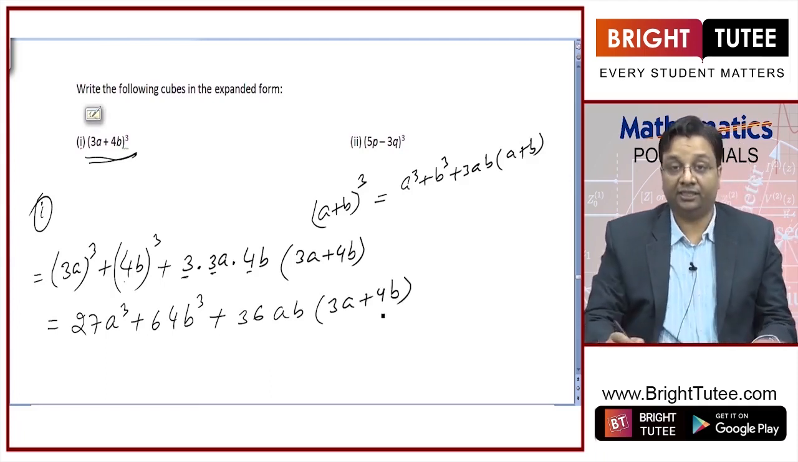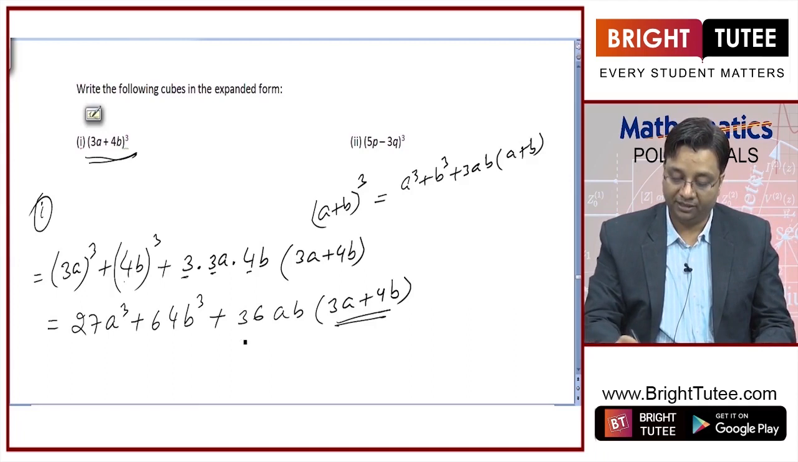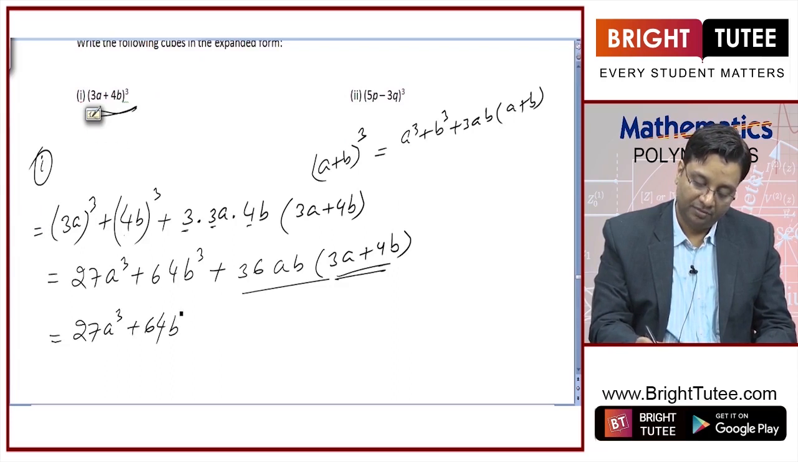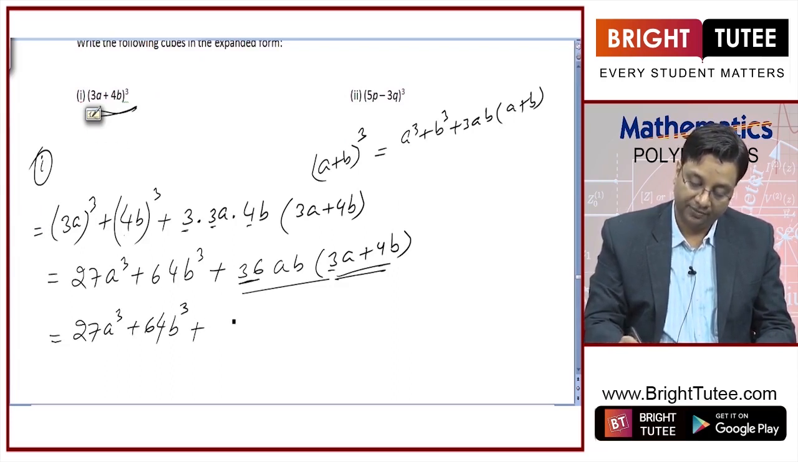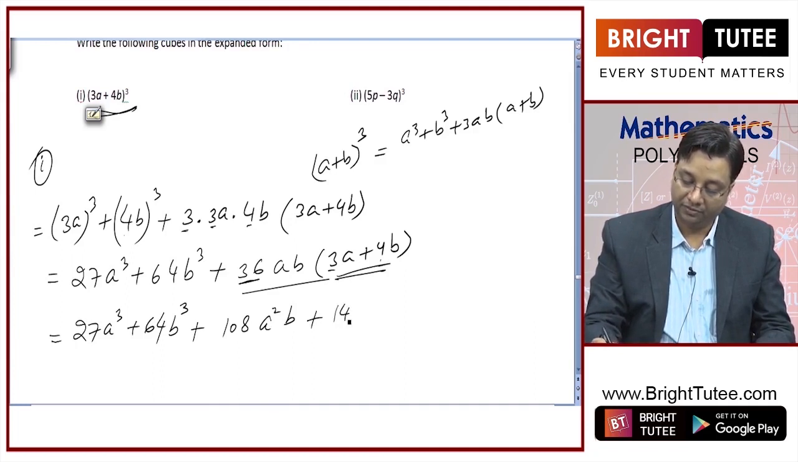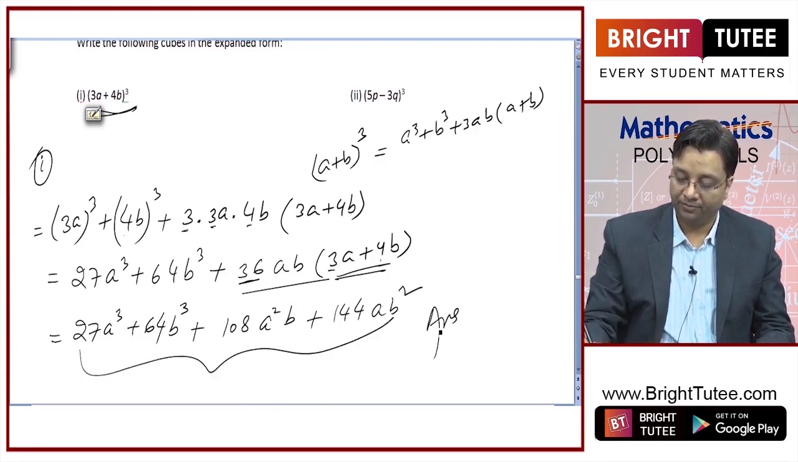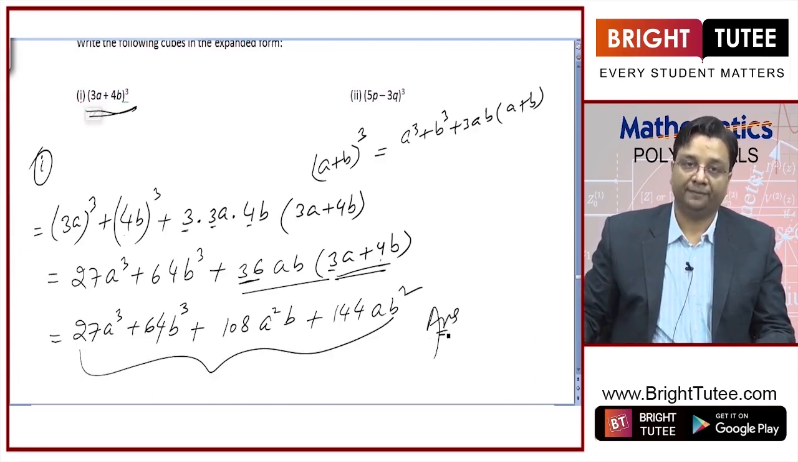Now we need to write it in expanded form, so we will expand this also. 27a cubed plus 64b cubed plus 3 into 36 is 108a square b plus 4 into 36 is 144ab square. Now this is the expanded form.